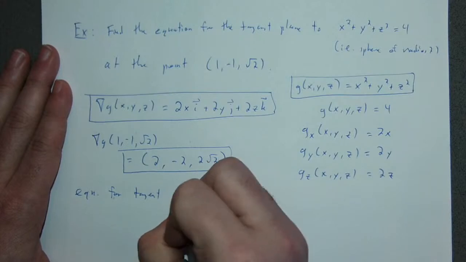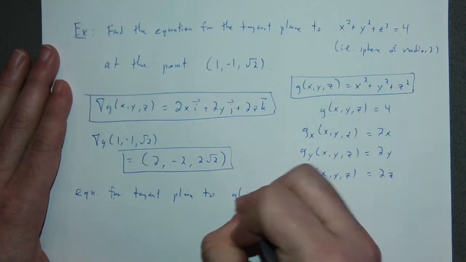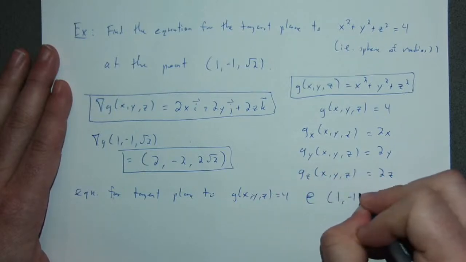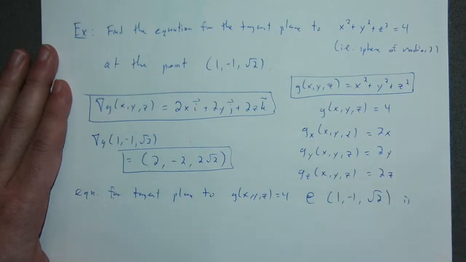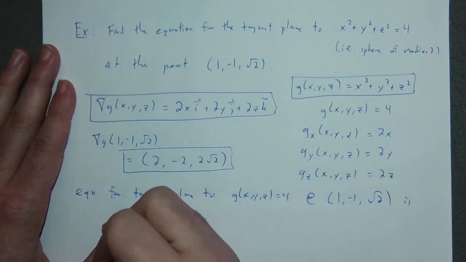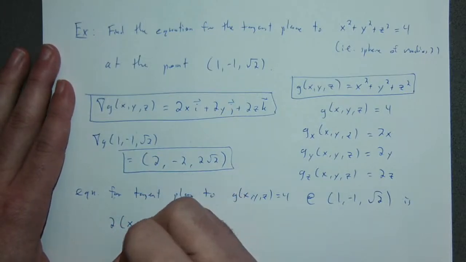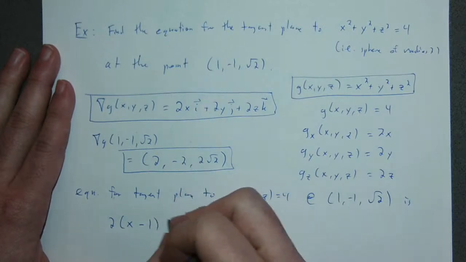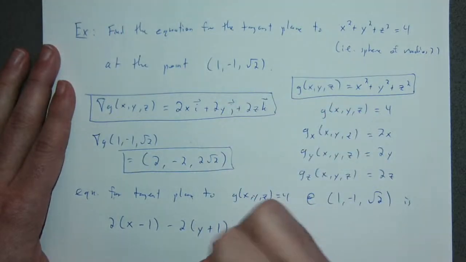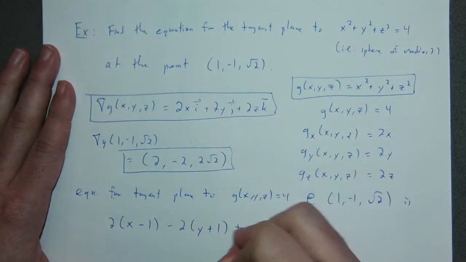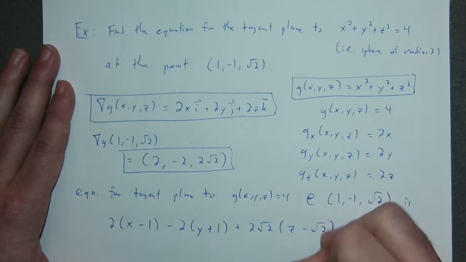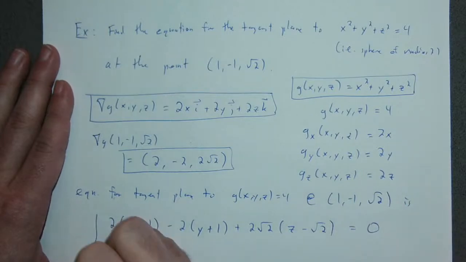equation for tangent plane to the level surface g of x, y, z is equal to 4 at the point 1, minus 1, square root of 2 is, I have the components of the normal vector, then I have my point. So this is 2 times x minus 1, minus 2 times y minus minus 1, so that's y plus 1, plus 2 root 2 times z minus root 2 is equal to 0.